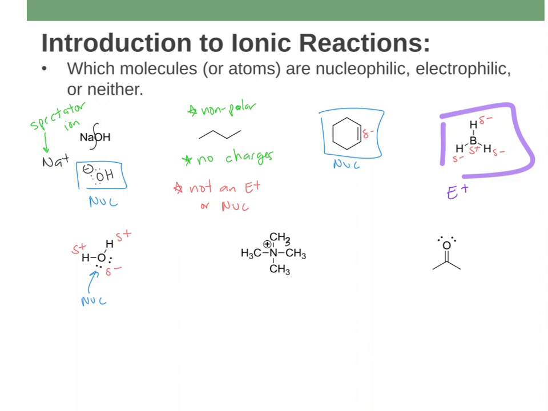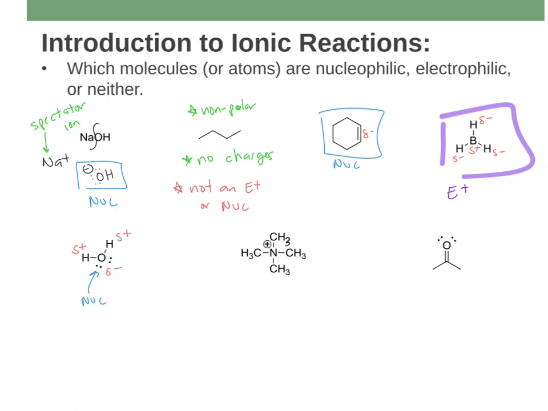Now, if I look at the quaternary ammonium thing, right, this nitrogen with the 3 methyls on it and the positive, first thing that jumps out at me is I've got a positive nitrogen, right? So I'm thinking electrophile. It's a full-on positive, so I'm definitely thinking electrophile. And I just need to make sure that that nitrogen can accept more electrons. But that nitrogen already has 4 bonds. It already has 8 electrons.